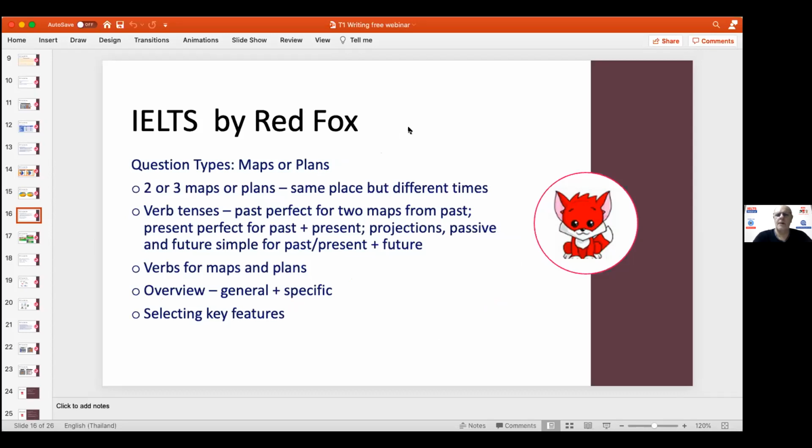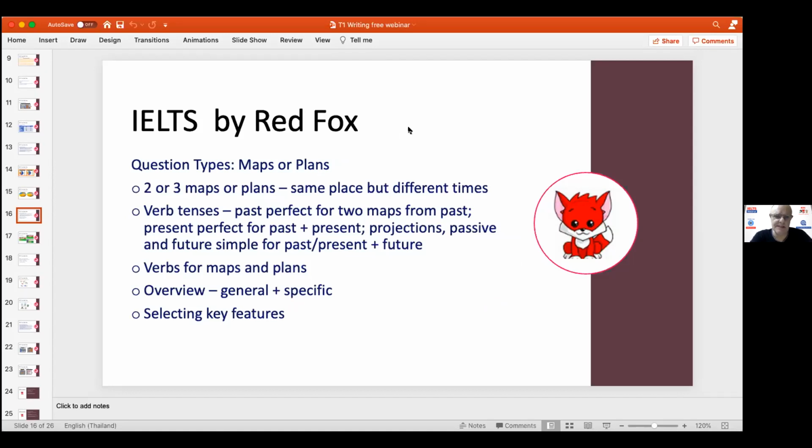Maps and plans, many students find these very difficult. They're not difficult. The only reason they find them difficult is because they don't really practice them. Because they ask someone like me, and I'll tell you that we don't get maps or plans very often, maybe 5-8% of the time. But we should still practice them and understand how to write them in case we get one in our examination. They can be easier. We would normally get 2 or 3 maps or plans. It'll be the same place, but at different times.